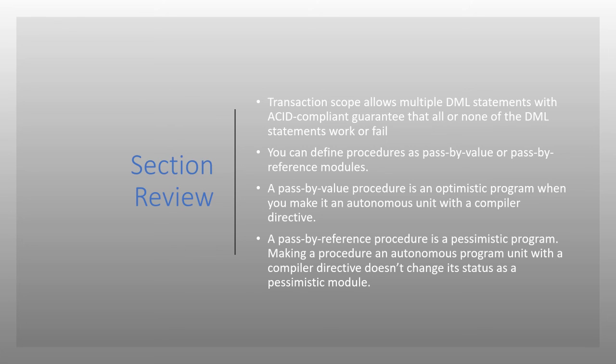So just in summary on procedures, first, understanding the transaction scope, allowing multiple DML statements with the ACID compliance guarantee, regardless if the statements work or fail. You can define procedures as pass-by value or pass-by reference modules. Pass-by value procedure is an optimistic program when you make it autonomous with a compiler. Pass-by reference procedures are pessimistic programs; making a procedure an autonomous program with a compiler directive doesn't change its status as this pessimistic module.